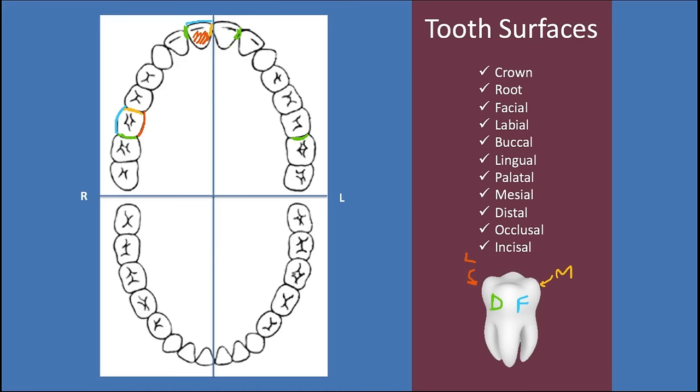And lastly, we have the chewing surface. This is called the occlusal surface, which comes from the word occlusion, which refers to the upper and lower teeth coming together. Now, in the anterior region, this is given a different name. This is called the incisal surface. That's true for the incisors as well as the canines. In the posterior teeth, these biting surfaces are all the occlusal surfaces.